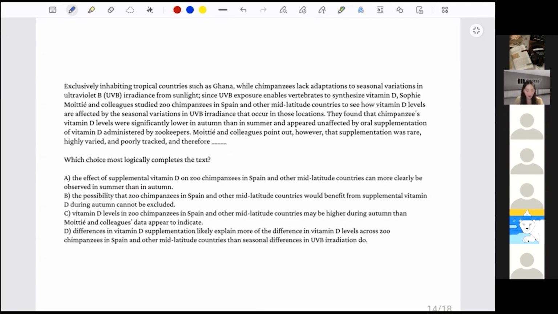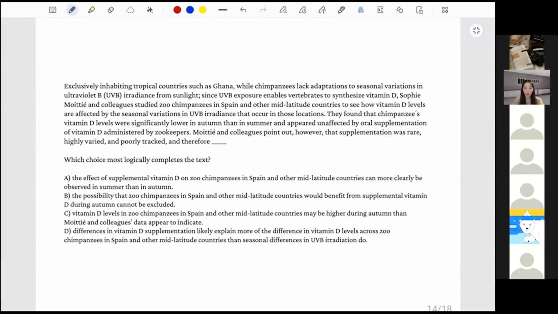C, vitamin D levels in zoo chimpanzees in Spain and other mid-latitude countries may be higher during autumn than Moide and colleagues' data appear to indicate. D, differences in vitamin D supplementation likely explain more of the difference in vitamin D level across zoo chimpanzees in Spain and other mid-latitude countries than seasonal differences in UVB irradiation do.